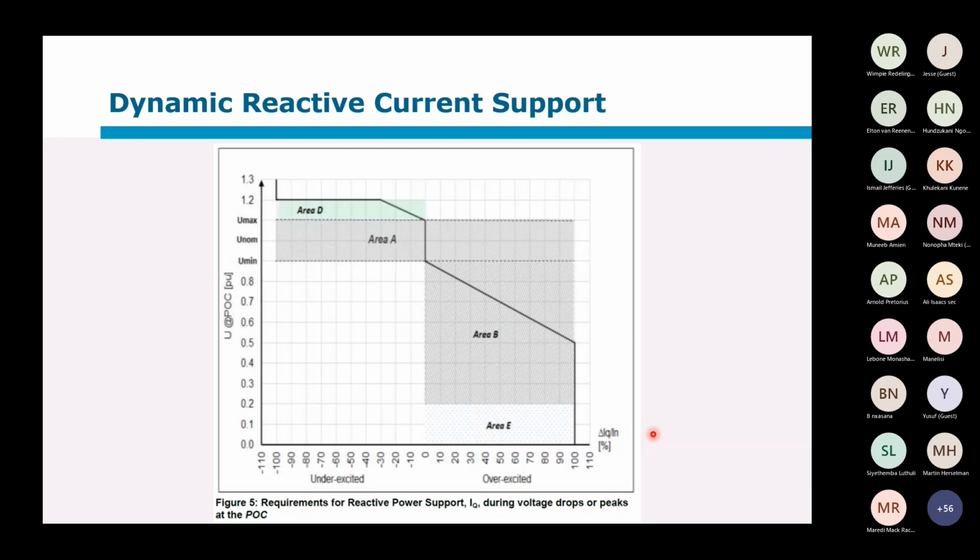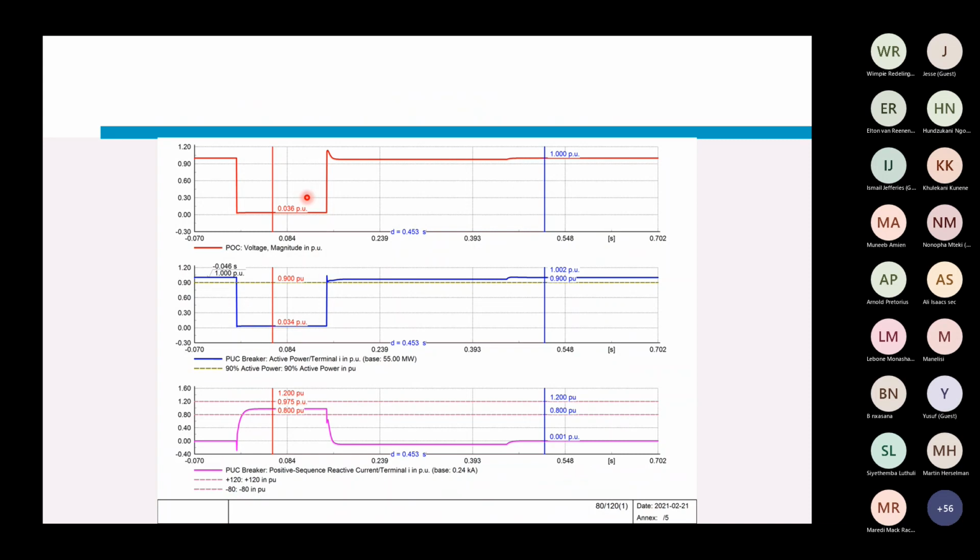The dynamic reactive current support, like I said, is that if there is an undervoltage or dip event, it must be able to, for instance, inject reactive power to support the network. If there is an overvoltage event, it must absorb reactive power to once again assist in reducing that voltage. And there are just some examples of simulations for a dip and how the reactive power was adjusted by the plant to meet the grid code requirements.